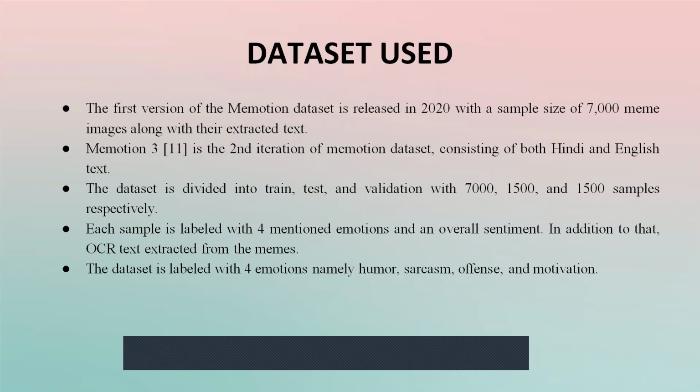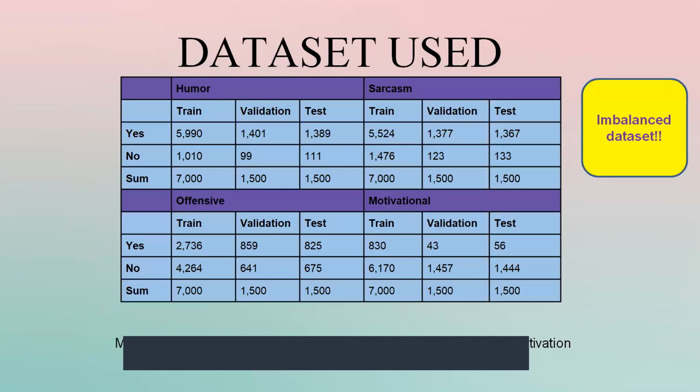So, as I mentioned before, we have used Memotion 3, which is the second version of the 2020 Memotion dataset. It consists of around 10,000 samples of memes, where 7,000, 1,500 and 1,500 are the train, validation and test splits. In this dataset, there are four emotions, which are humor, sarcasm, offensive, and motivation.